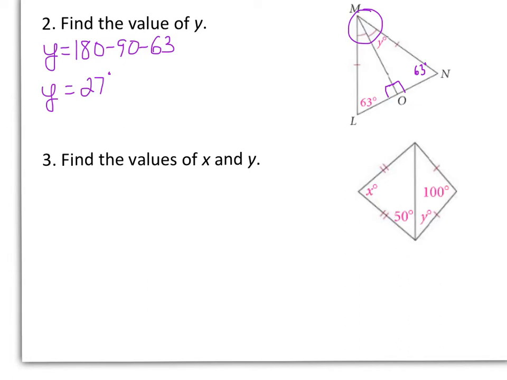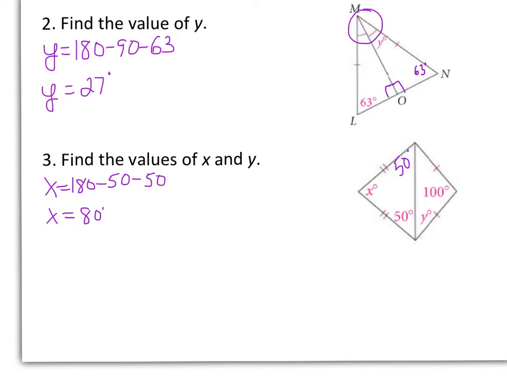Okay, number 3, we want to find the values of X and Y. Well, we see that we have two isosceles triangles. So if I look just at the triangle on the left, I see I have one angle that's 50 degrees, so that means this angle is also 50 degrees. So to find X, I can take 180 minus 50 minus 50, and I get that X is 80 degrees.